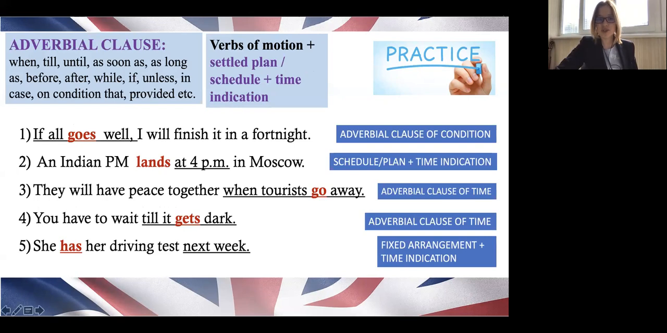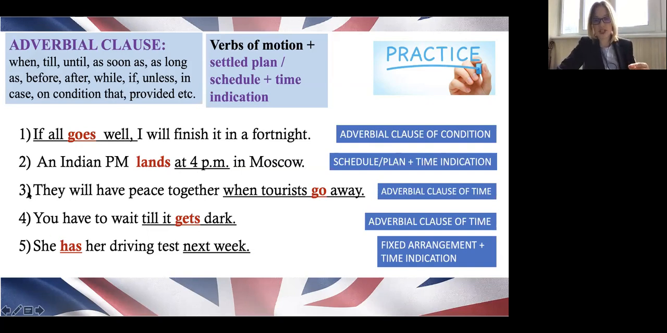In example number 2, we have the Indian prime minister lands at 4 p.m. in Moscow. Take a look. We don't have any subordinate adverbial clause here. We have the verb of motion, land, right? And also a specific time indication, when, at 4 p.m. and also where, in Moscow. It's a schedule, again, it's the plan, and we have time indication. That's why we use the present indefinite tense here.